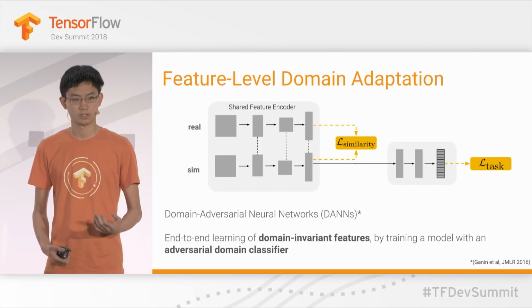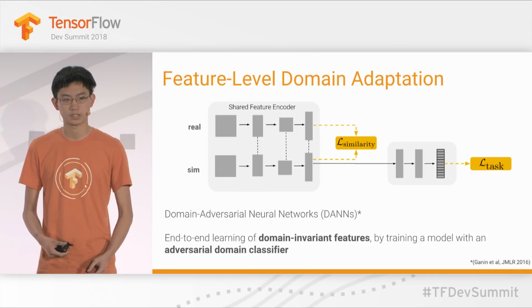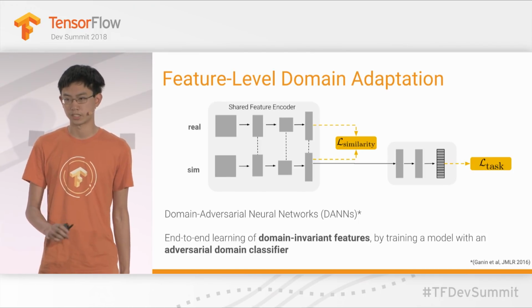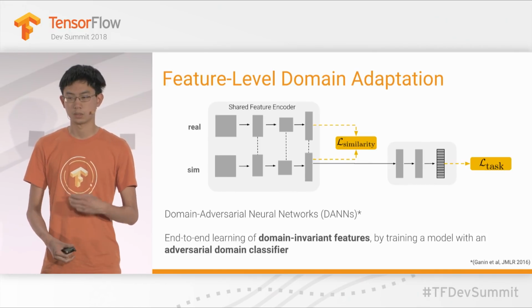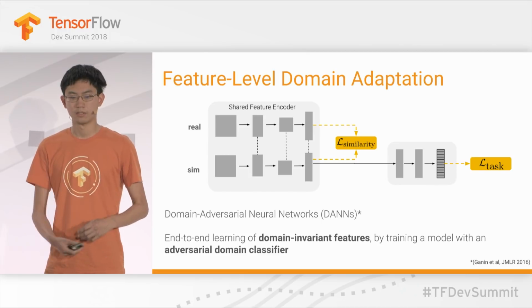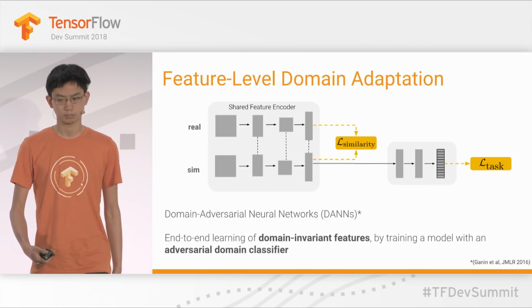Now, one approach for doing this, which has worked well recently, is called domain adversarial neural networks. The way these work is that the similarity loss is implemented as a small neural net that tries to predict the domain based on the input features it's receiving. And then the rest of the model is trying to confuse this domain classifier as much as possible.